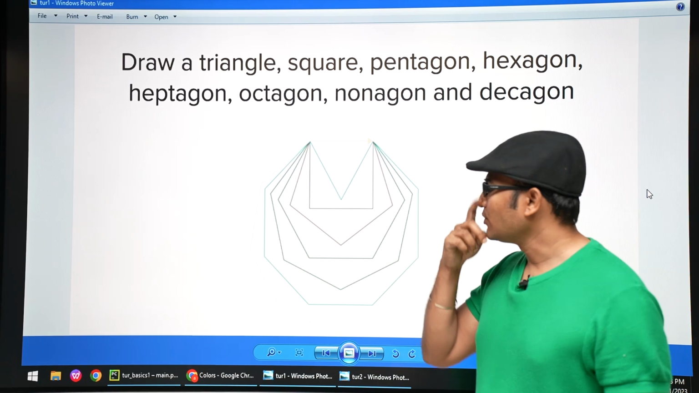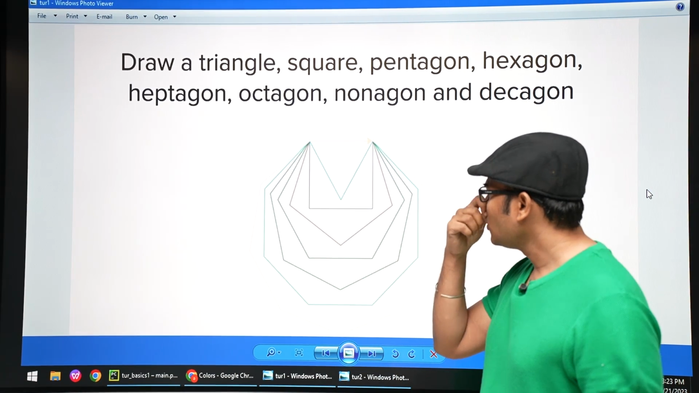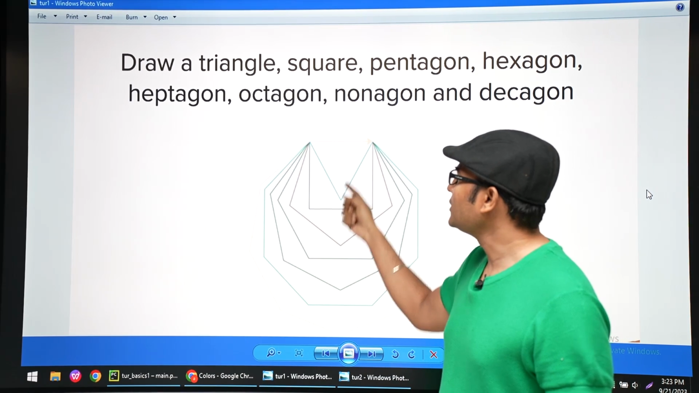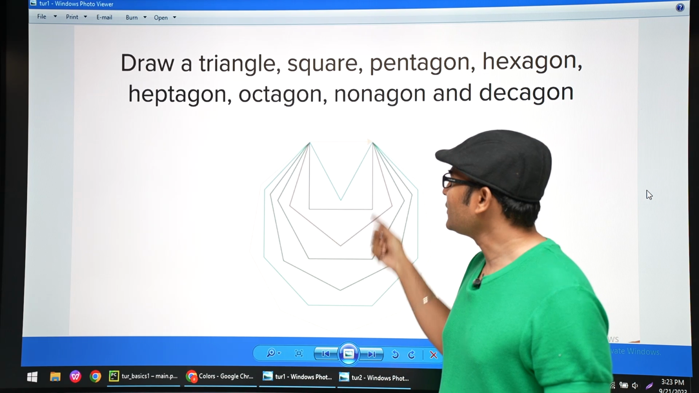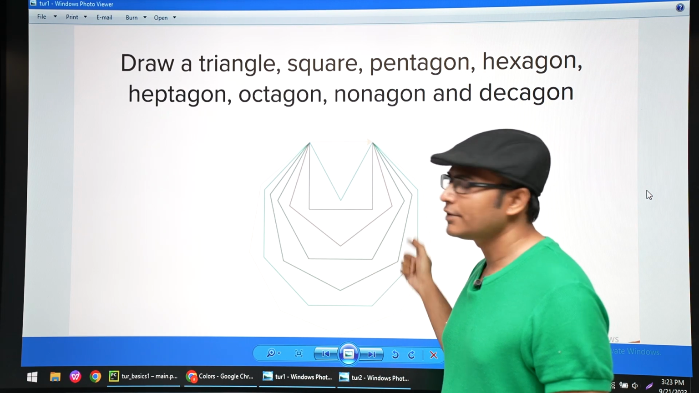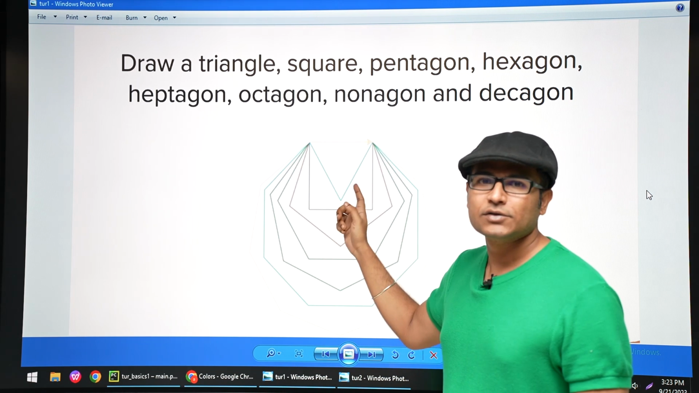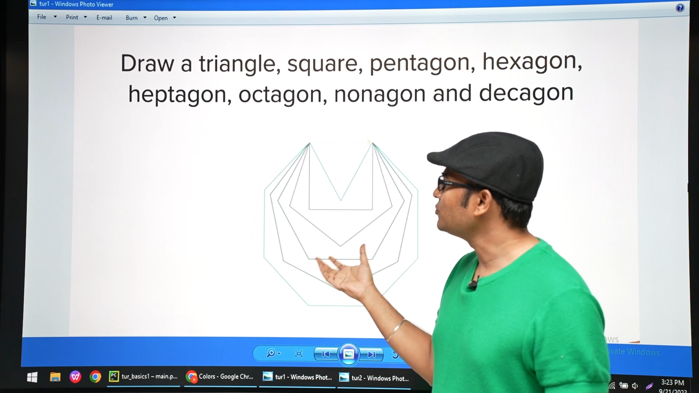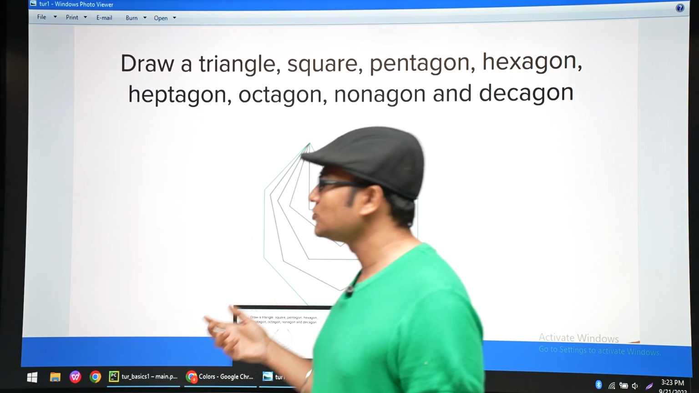Let's now draw a figure similar to this or exactly this. So here, if you see, there is a triangle, and then there is a square outside it, and then there is a pentagon. Like that the number of sides are increasing, and finally we want a diagram with 10 sides. Okay, so this is the diagram that we want to draw. So what is the logic that we are going to use in this diagram?